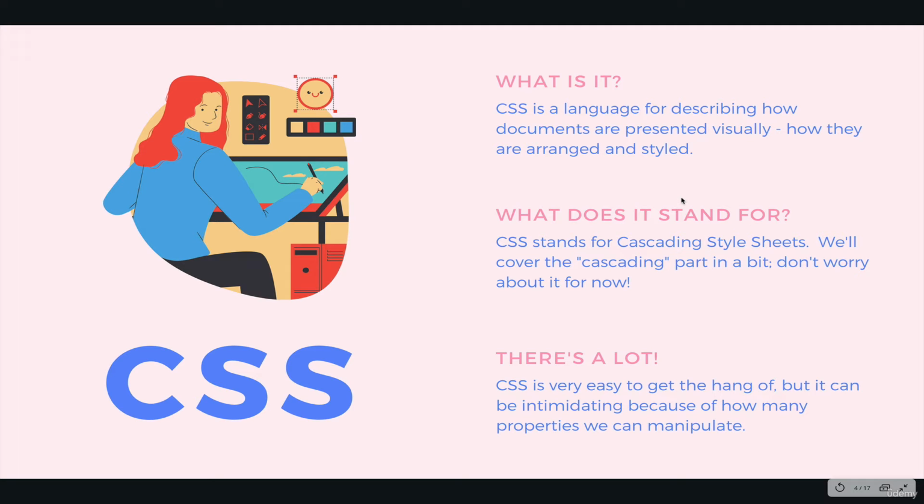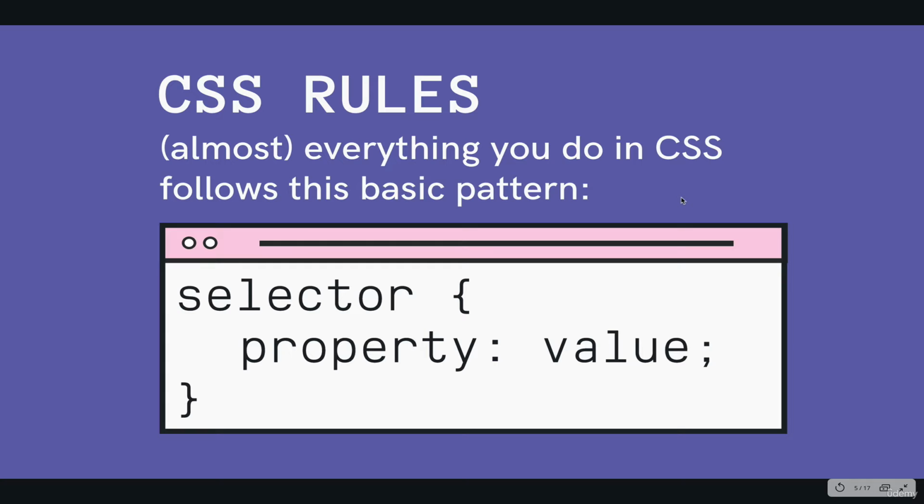So whenever we write CSS, we're writing CSS rules. They look something like this. Now this is a generic sort of extracted version. This is not valid CSS here. This is the basic pattern or template. So we have something called a selector and then curly braces and then property, colon, value, semicolon.